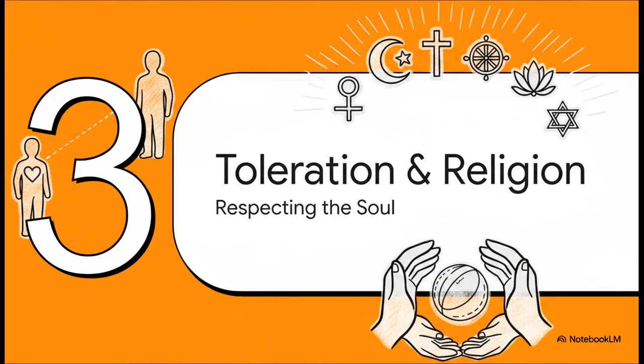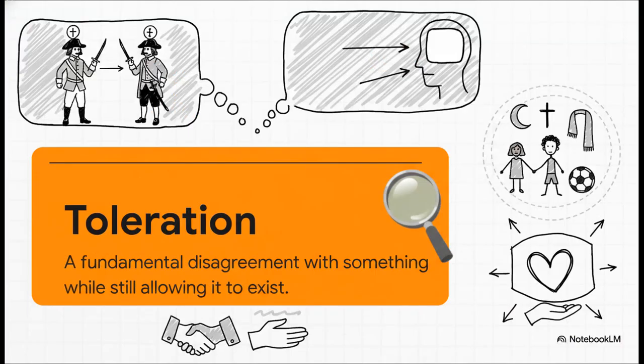So the crucial point here is, if every single person has these individual natural rights and entirely owns themselves, how on earth do we interact with people who are fundamentally different from us? That brings us to Section 3, toleration and religion, and the concept of respecting the soul. Locke actually formulated his views here by observing the intense, bloody religious conflicts of the English Civil War during his youth. Again, invoking that tabula rasa, his real-world experiences heavily shaped his definition of toleration.